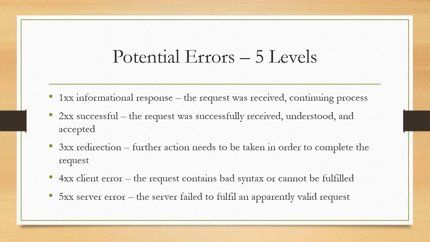There are 5 levels of potential errors. Anything with a 100 provides an informational response. Anything that is 2 with a number indicates that there is a successful request. Anything with a 3 number is a redirection. Anything with a 4 number is a client error. Anything with a 5 number is a server error.